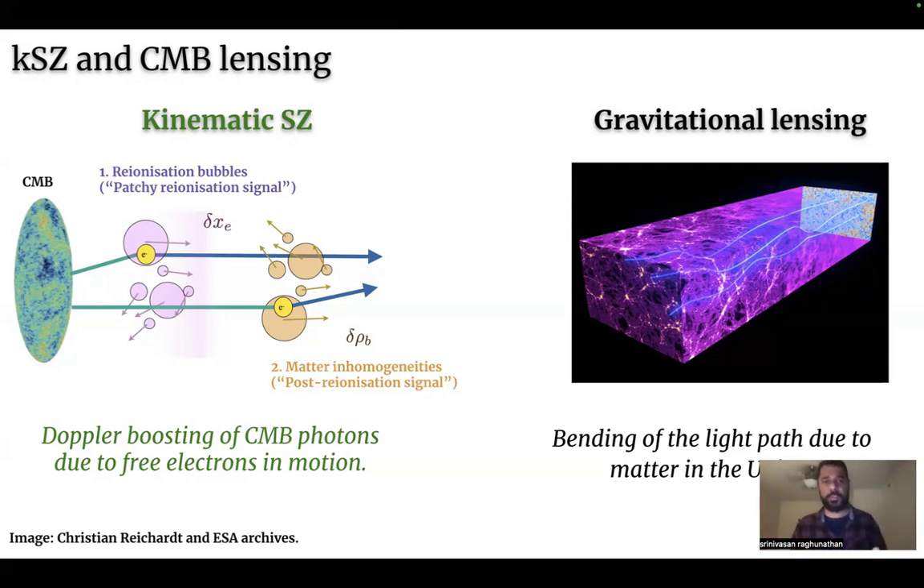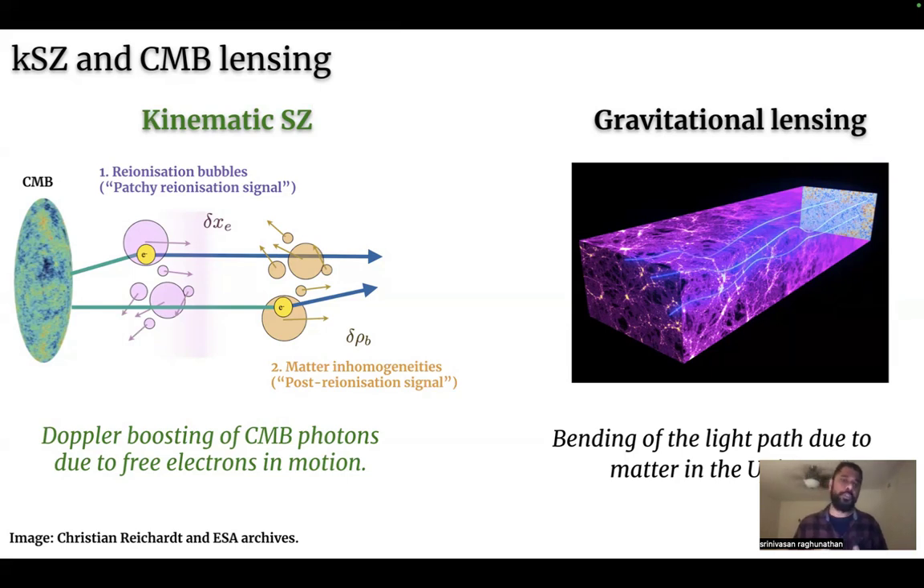Like galaxy clusters and galaxies, all the halos moving towards each other, they give rise to the kSZ signal. We normally call it the post-reionization signal, and it is basically due to matter inhomogeneities in the universe. But then there is a high redshift component, and that is due to the patchy reionization signal. I will explain that in a little more detail in the following slides, but I just wanted to mention here that there are two different sources. The high redshift source is from redshift maybe 6 to 10, and the low redshift source is 3 and lower. So then we also have gravitational lensing.